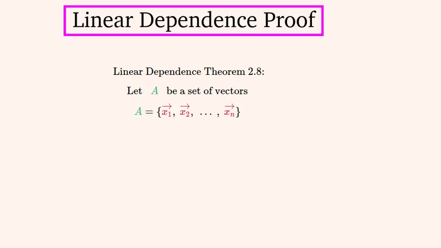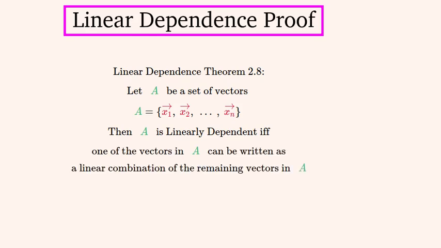So now we'll look carefully at what the theorem is that we have to prove. We'll start by defining the set A to be a set of n vectors. The theorem says that this set of vectors is linearly dependent if, and this is "if" with two f's, it's a way of saying if and only if, because the theorem works in both directions, one of the vectors in A can be written as a linear combination of the other vectors in A.